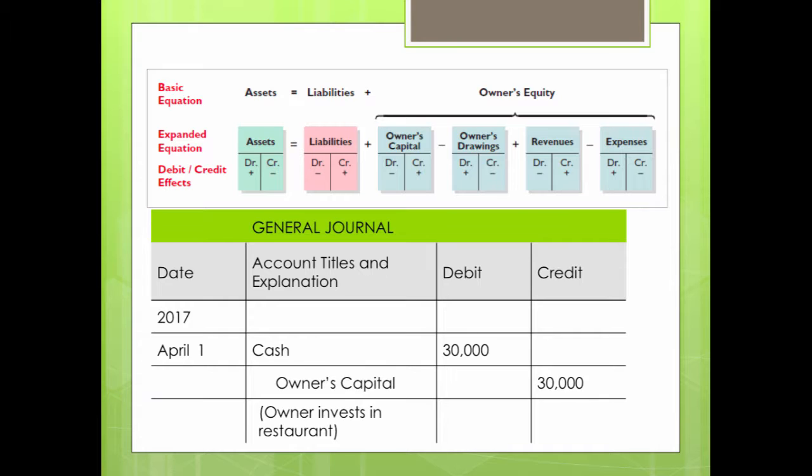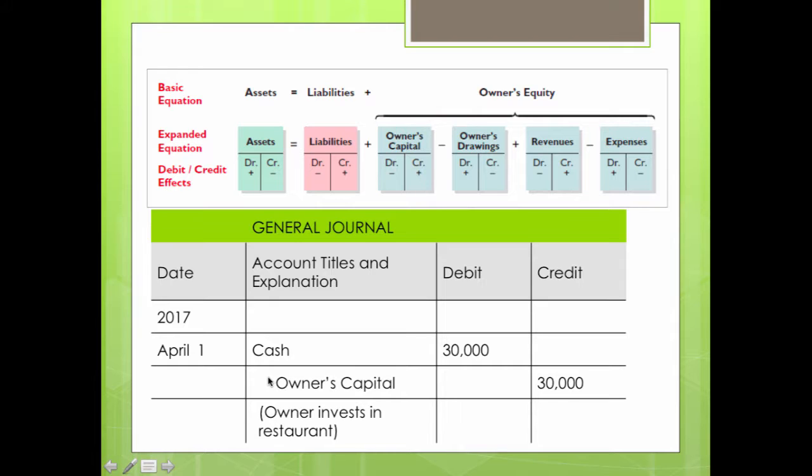Now, notice that the credits are indented a little bit to the right. See the difference between the debit, which is on the left-hand side, and then there's an indent on the credit side. This will always be the case for credits, okay? When you record your credits, you will indent it.